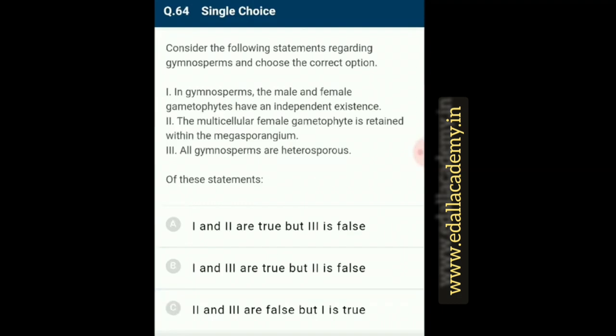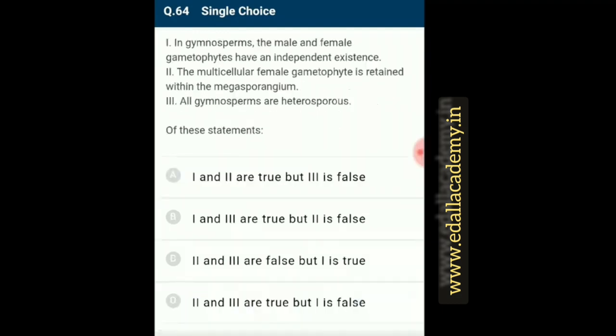Question number 64. Consider the following statements regarding gymnosperms and choose the correct option. Gymnosperms are plants with naked seeds, commonly called phanerogams without ovary. These plants show heteromorphic alternation of generation, where the sporophyte is diploid, dominant and independent, while the gametophyte is haploid, recessive and dependent. Gymnosperms are heterosporous as they produce microspores in microsporangia and megaspores in megasporangia. The multicellular female gametophyte develops and stays within the megasporangium. Cycas, Pinus, Ginkgo are classic examples of gymnosperms. So the answer is option D.